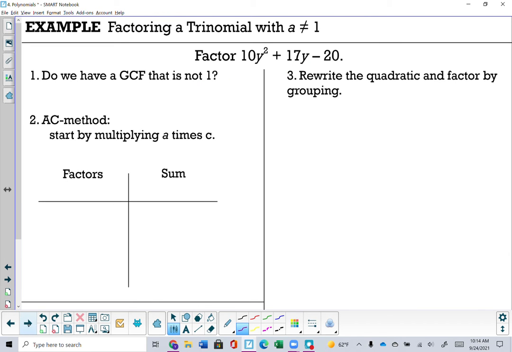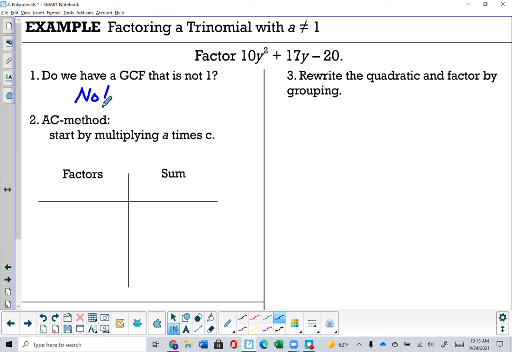All right, so we have factor 10y squared plus 17y minus 20. Okay. So I have here on the left, the first question you need to really ask yourself, do we have a GCF that is not 1? Because if we have a GCF to factor out from the beginning, we should factor it out now, but we don't. The GCF of 10y squared plus 17y minus 20 is just 1. So the answer to the first question is no. We're going to move on.